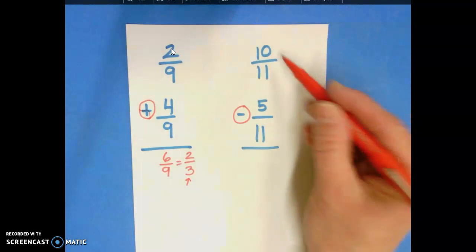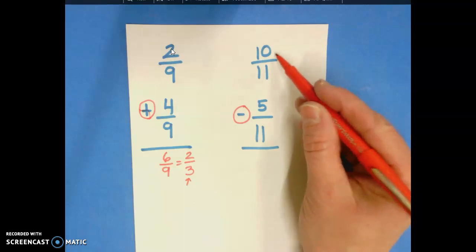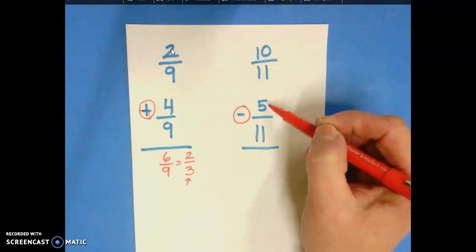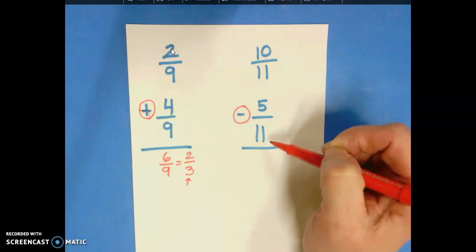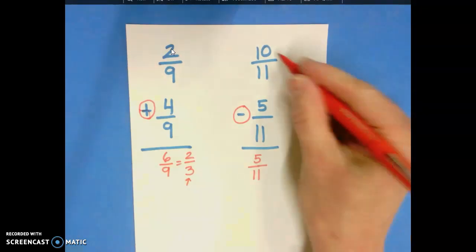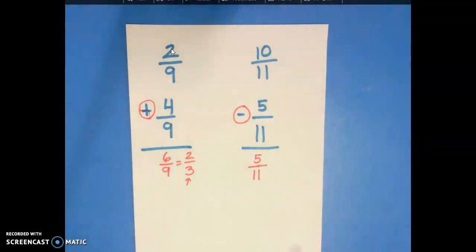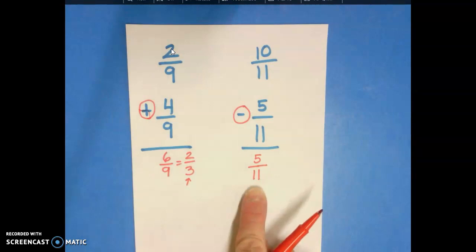What if I have 10/11? Can you picture what that looks like? It's almost a whole stick, isn't it? But I have 10/11. Take away 5/11. I am left with 5/11 because 10 take away 5 is 5 and the denominator doesn't change. Before I move on, is that in simplest form? Yes, it is. Very good.